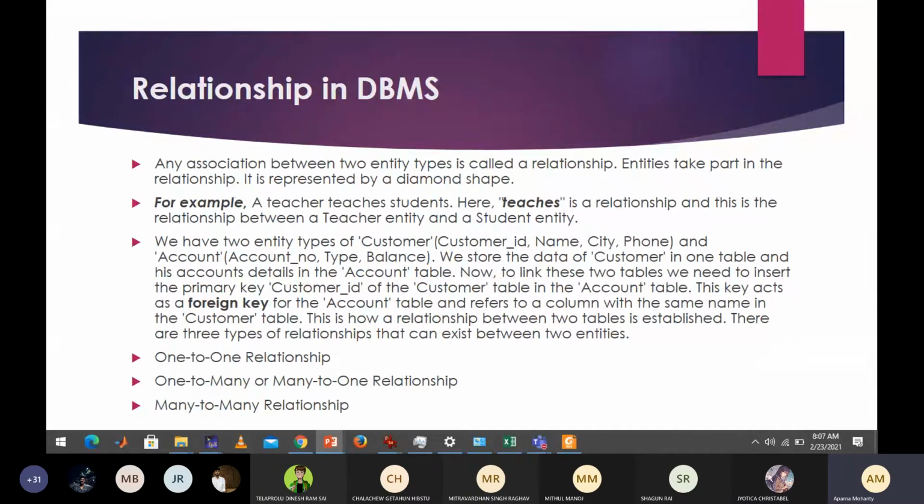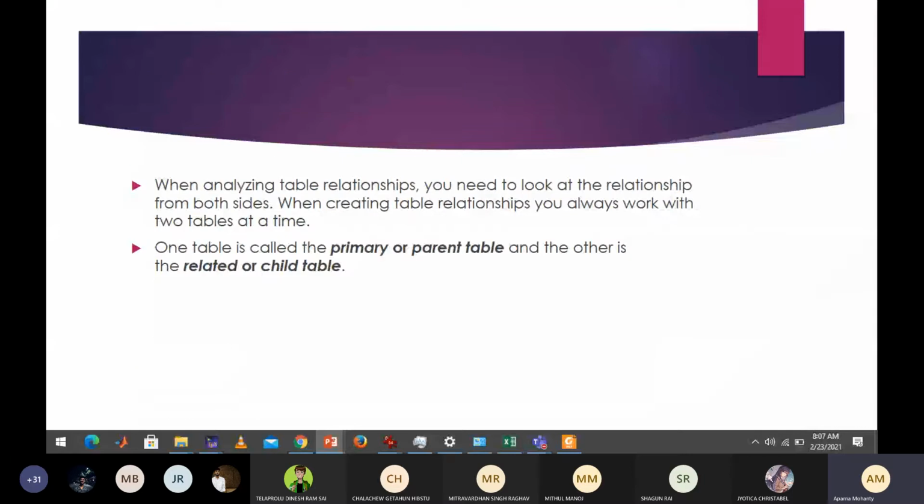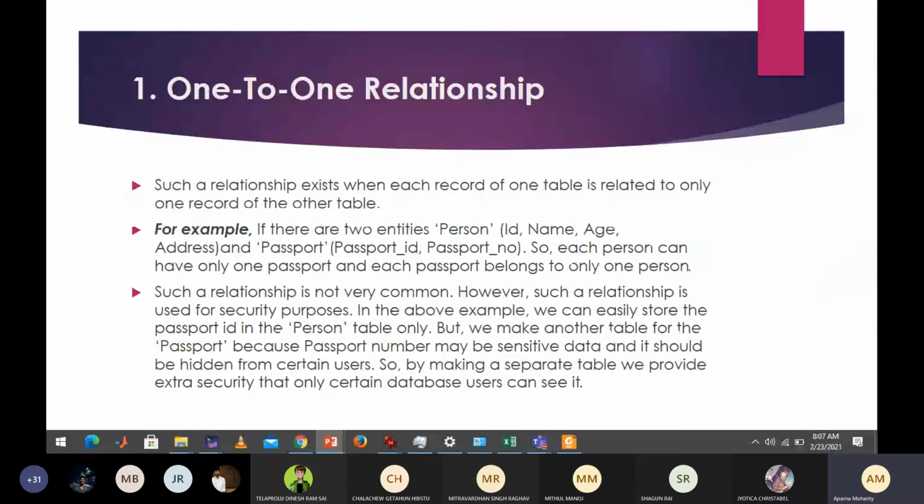So what are all these? Let's get into the details of these DBMS relationships. Whenever you get this question in an exam, like what are the DBMS relationships, just focus on three: one to one, one to many, and many to many. And try to give examples of each of them.